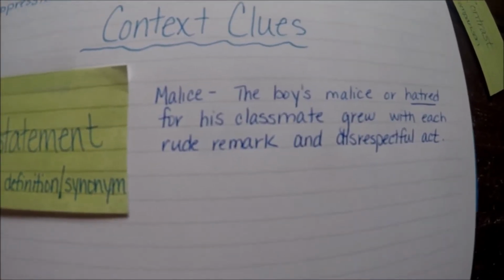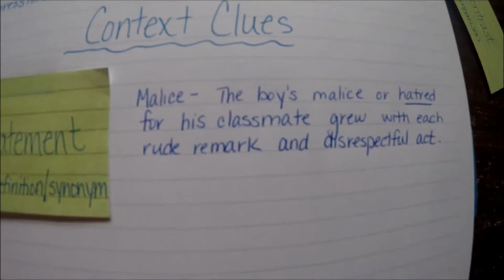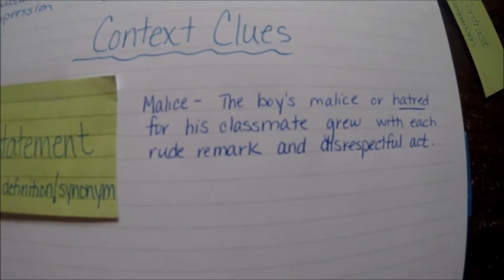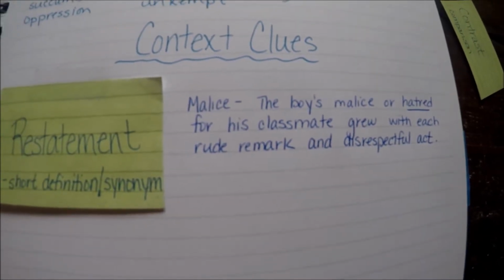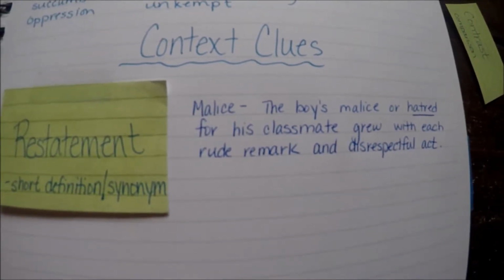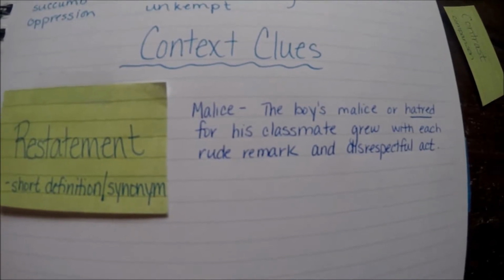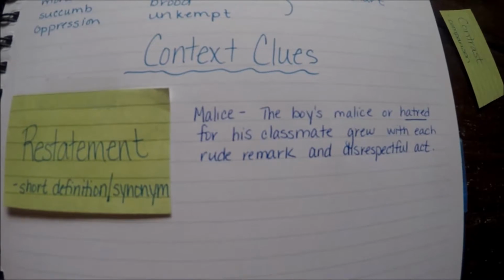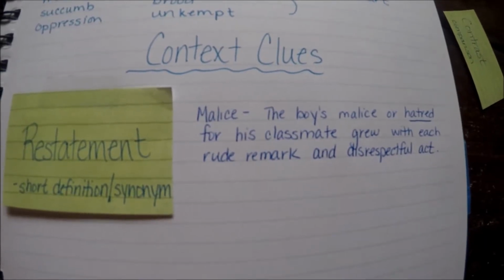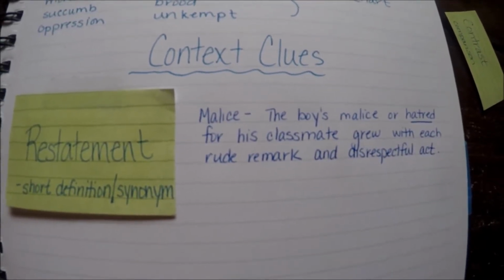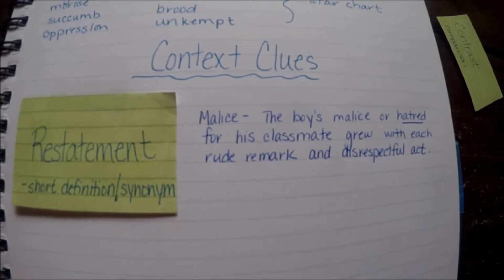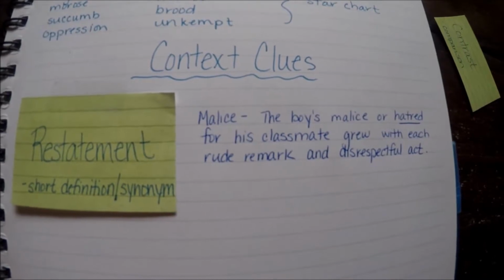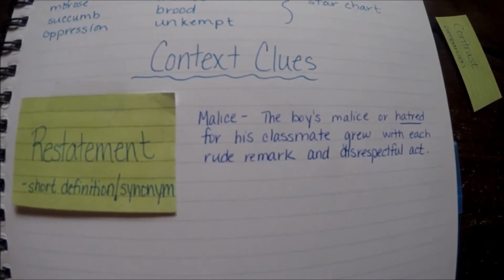So if you take a look here at the sentence, I've pulled one of the vocabulary words, malice, from our list and wrote a sentence with it using the restatement context clue. Malice. The boy's malice or hatred for his classmate grew with each rude remark and disrespectful act. The underlined word hatred is a synonym for malice, and having incorporated that into the sentence, if I would show this to somebody who had no idea what the word malice meant, they could use that context clue that I've underlined to help them determine the word's meaning. That's a restatement context clue.